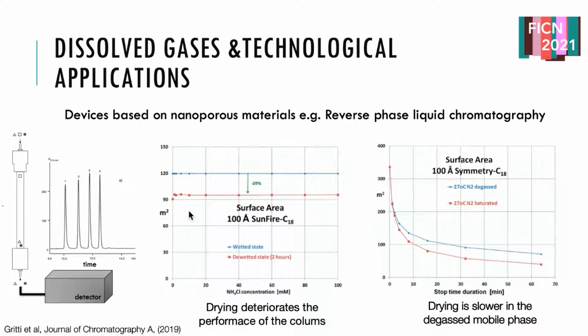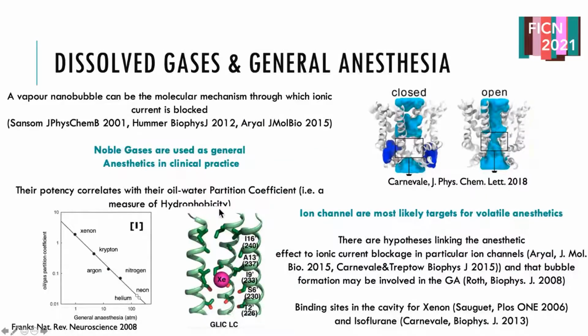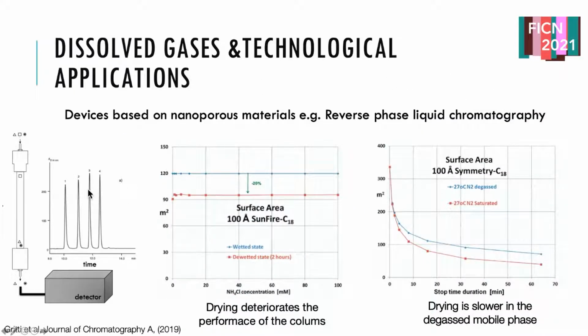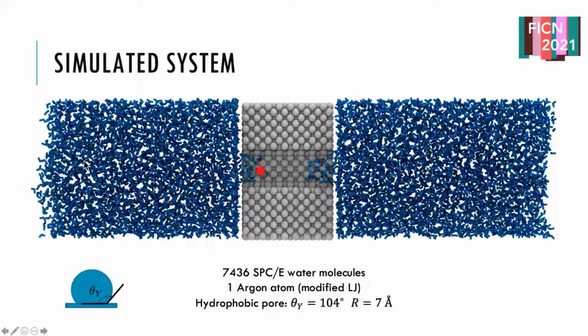On the other hand, the experimentalists who use this technique know that they can do something to slow down the drying of their nanoporous material, which is the fact that before starting the experiment, they degas the water. So in this context, also the effect of hydrophobic gas dissolved in the water seems crucial. So I will go on and show you our system.